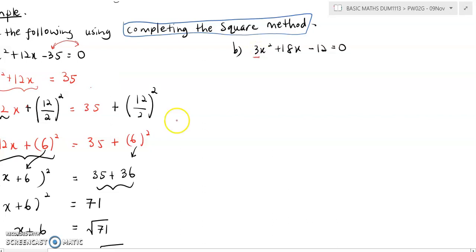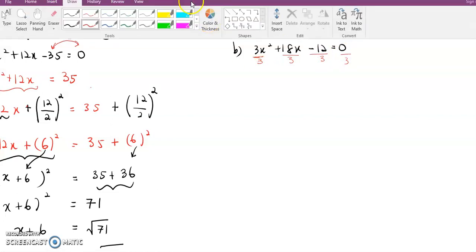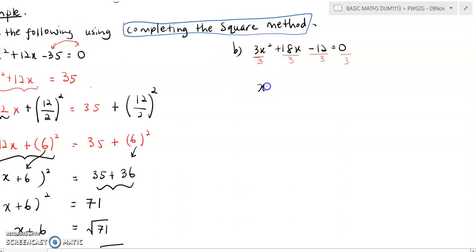So we can divide the whole equation by 3. So this divided by 3, this one also divided by 3, this one also divided by 3, and 0 also divided by 3. So the new equation is x squared plus 6x minus 4 equals 0. Okay, the next step is to move the constant term to the right side. So x squared plus 6x equals 4.